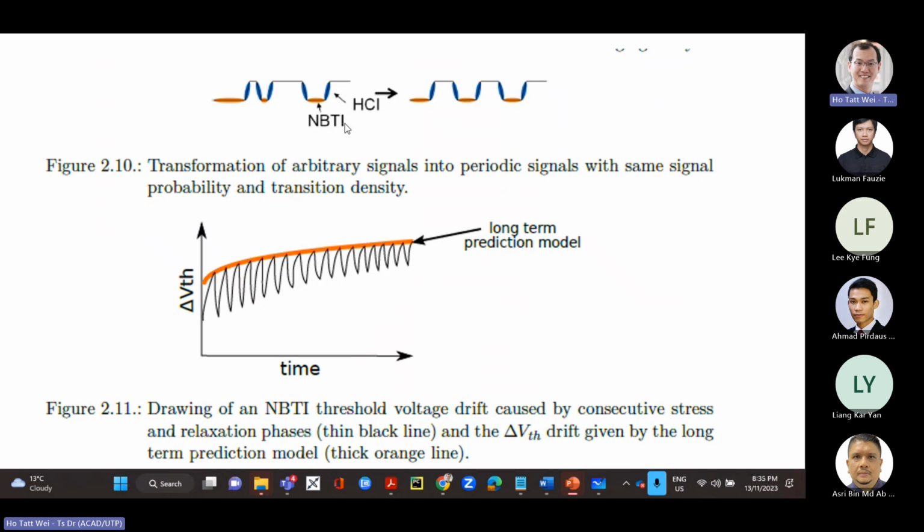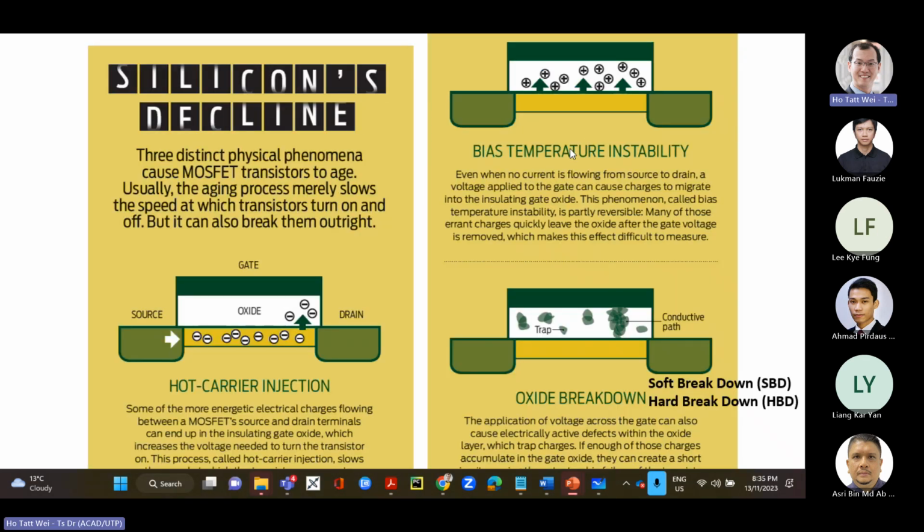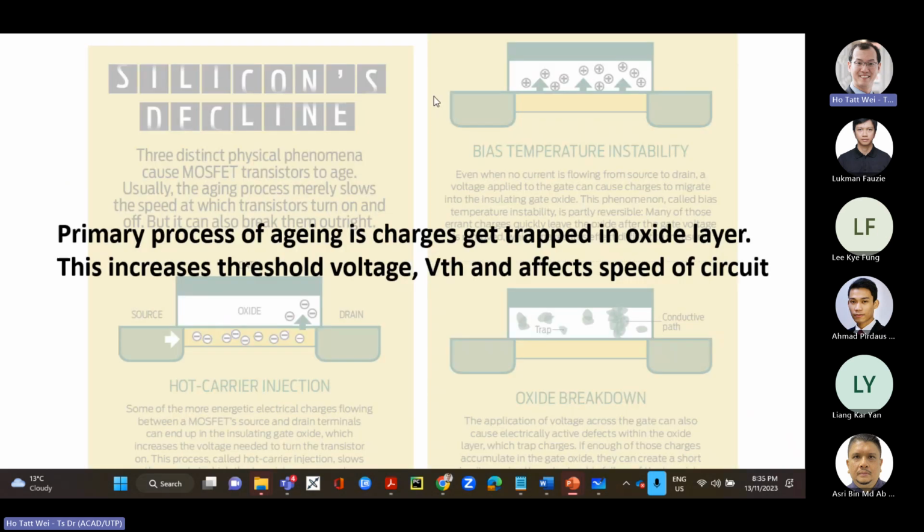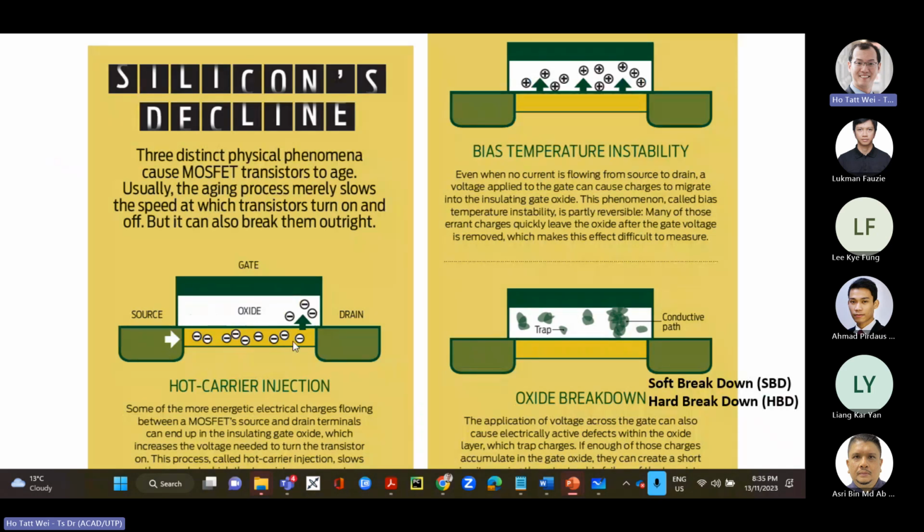For BTI, bias temperature instability, it is affected by how long you hold a particular logic level. Whereas for HCI, hot carrier injection, it is affected by the actual transitions, the number of transitions that you make. Why? Because only at the transition from logic low to logic high, or logic high to logic low, do you actually have current flowing. So HCI is dependent on having this current flowing. BTI is dependent on what bias value you hold here, what value of the gate.